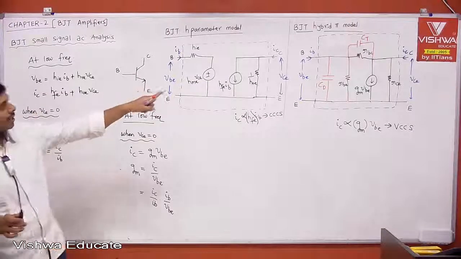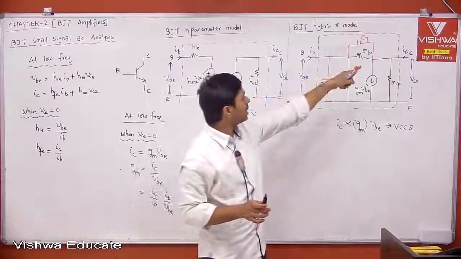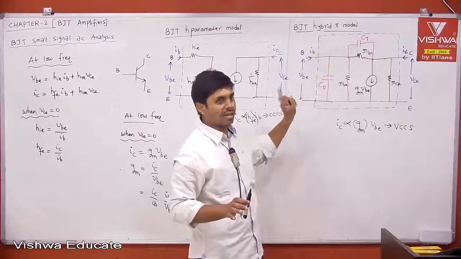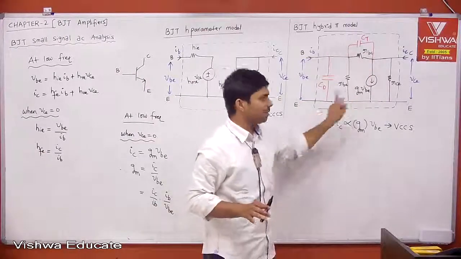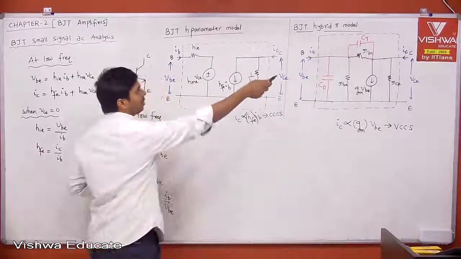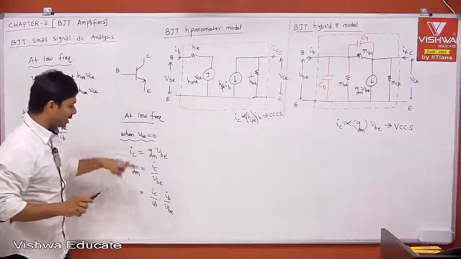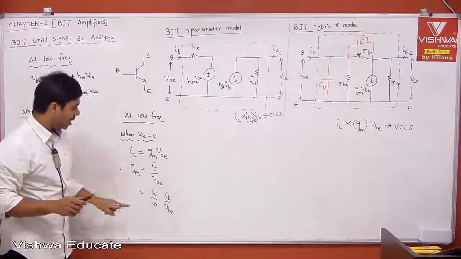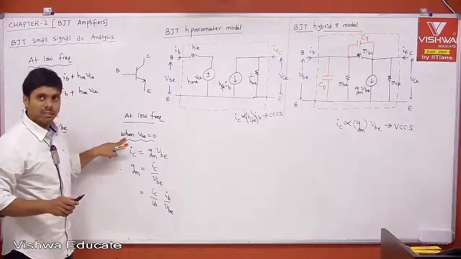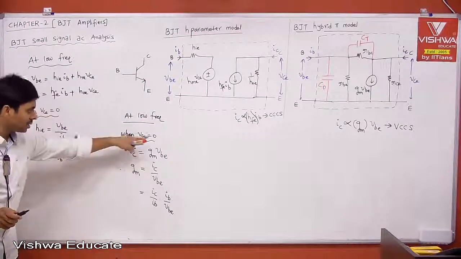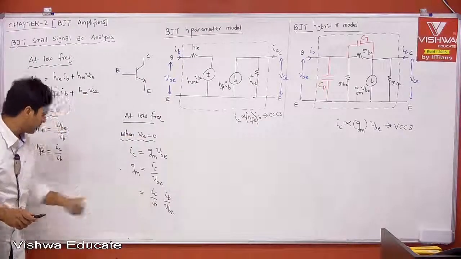But if you take the hybrid pi model, we don't have IC to IB and then IB to VBE. Directly IC to VBE, that's gm. But I am trying to correlate the hybrid pi model to the h parameter model. That's why I am writing in terms of IC to IB and then IB to VBE. But remember, that is true only when VCE is equal to 0. Therefore, tell me, when VCE is equal to 0, what is IC by IB?